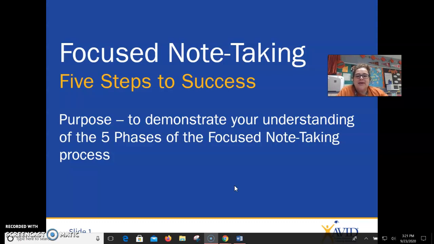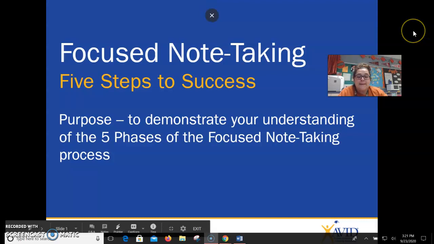So we're going to be looking at the focused note-taking process, and there are 5 steps for the focused note-taking system that we use in Avid. And I know that many of you, especially my seniors and juniors, have been in Avid for a few years now. This is very familiar to you, but I just want to make sure that we're all on the same page as far as our requirements and our understanding of focused note-taking.